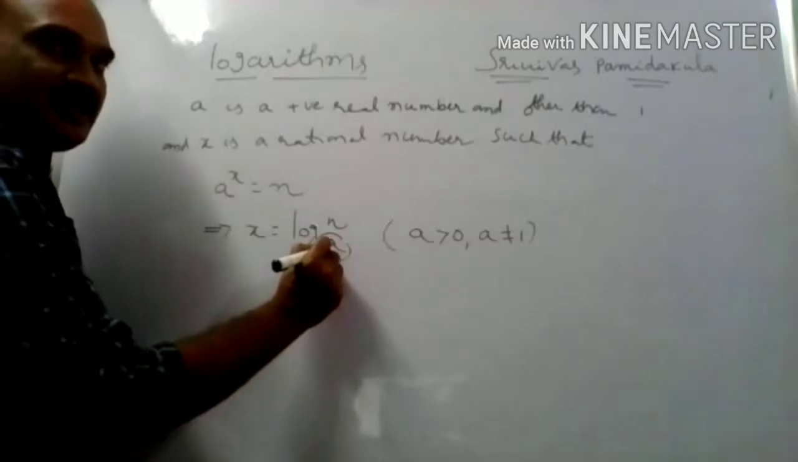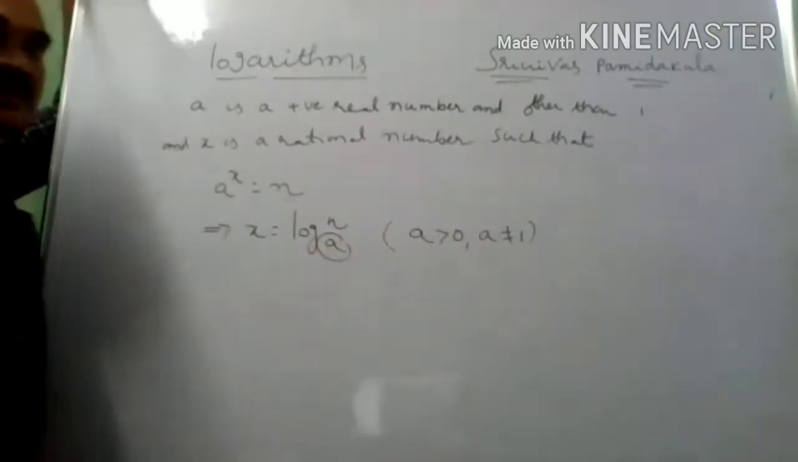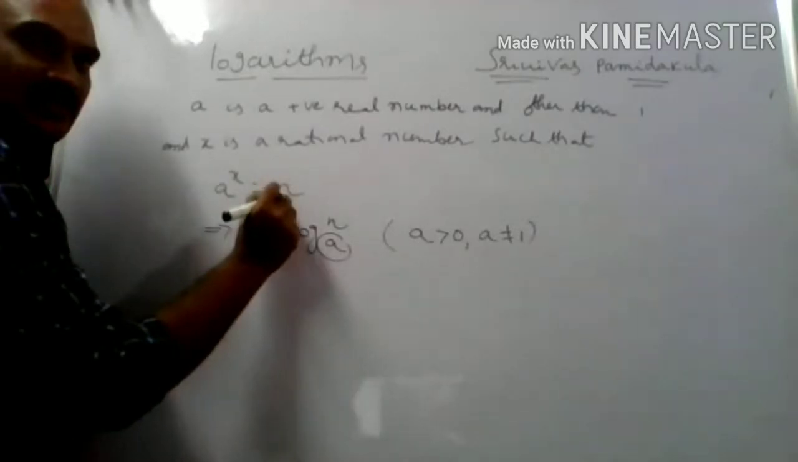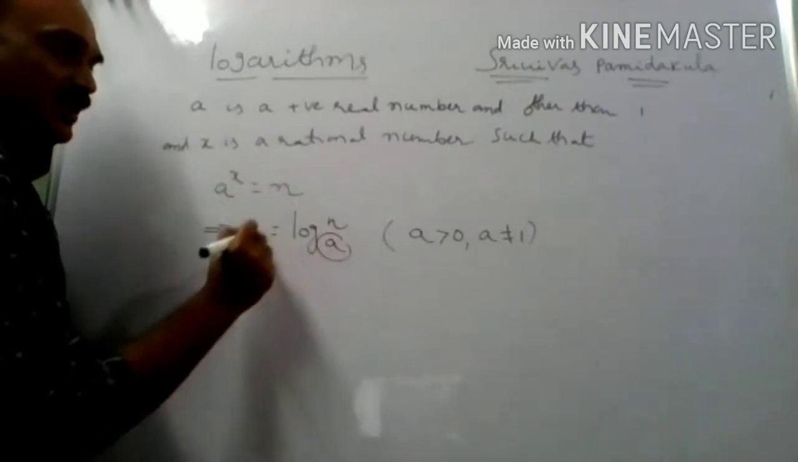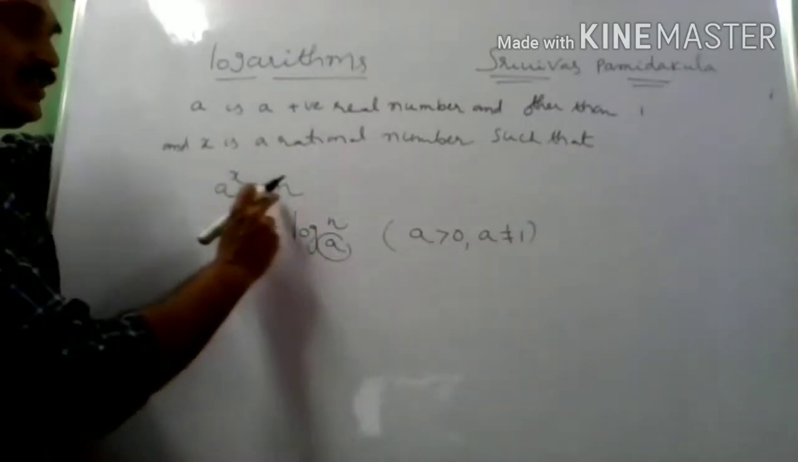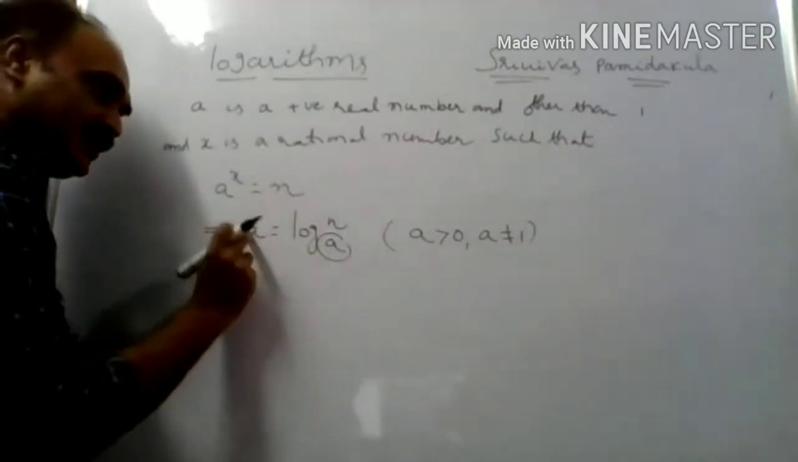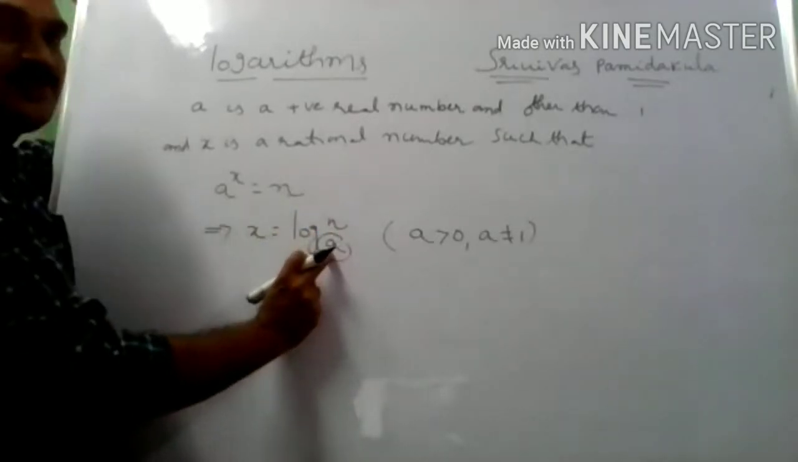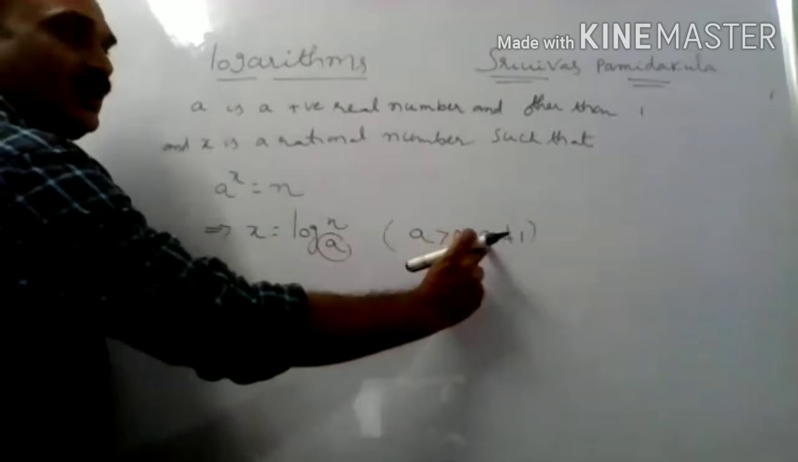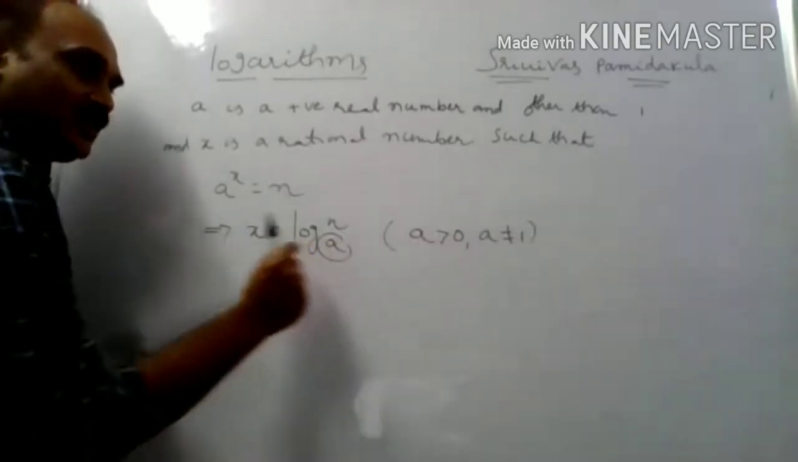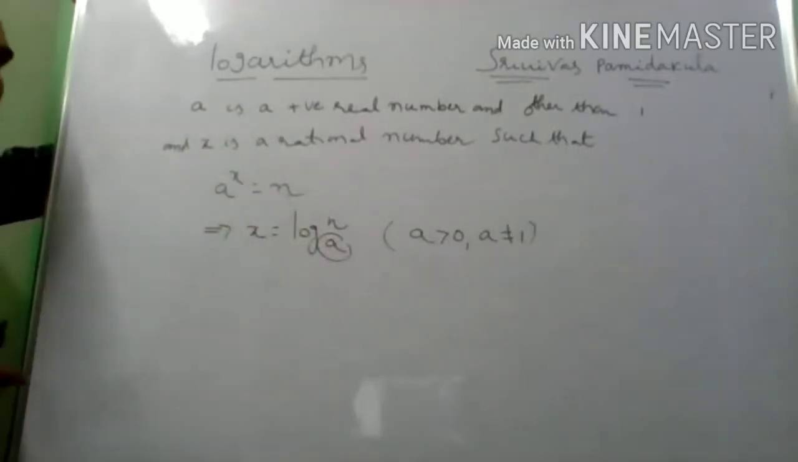Friends, base a is always greater than 0 and not equal to 1. This is a very, very important condition. A power x is equal to n, x is equal to log n to the base a. Here base a is greater than 0 and a is not equal to 1. Students, this is the first formula.